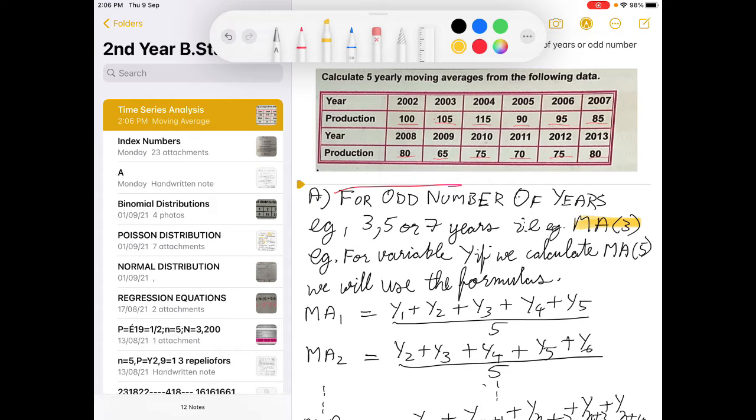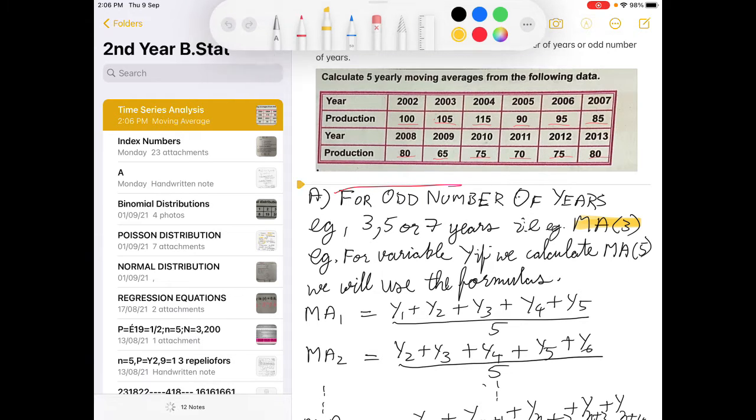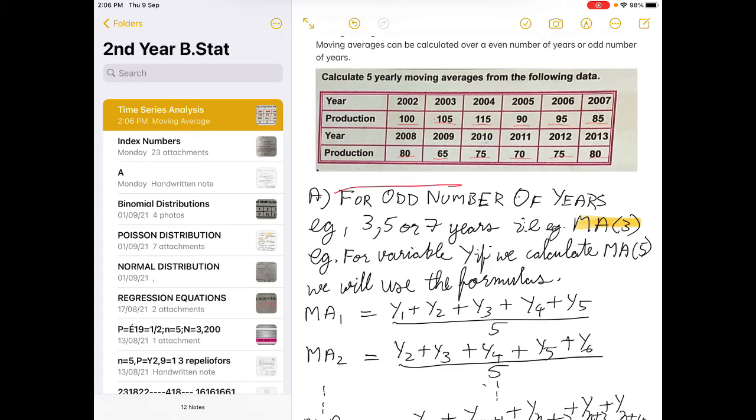Now, for example, if the variable is y, whichever variable we are calculating the moving average for, we will use the formula in this way. For a moving average of 5 years, we will take from the first value. In the table here, we will take from 2002 to 2006: 2002, 2003, 2004, 2005, 2006. Similarly, we will write it in variable form as y1, y2, y3, y4, y5 divided by 5. So this is the first moving average.